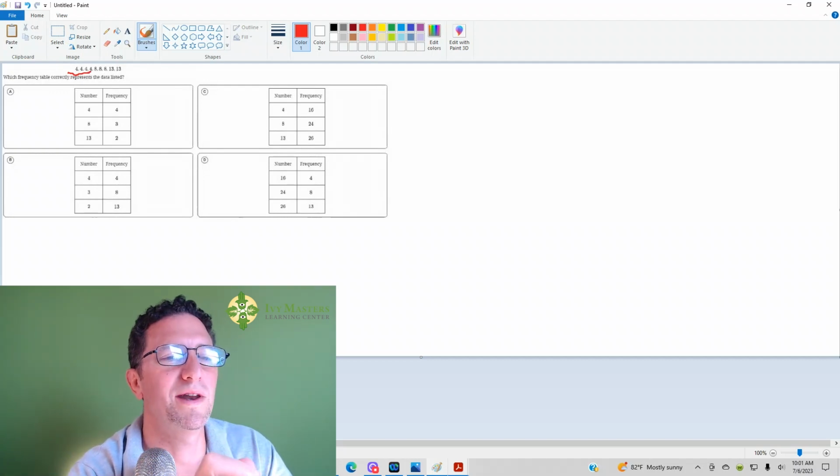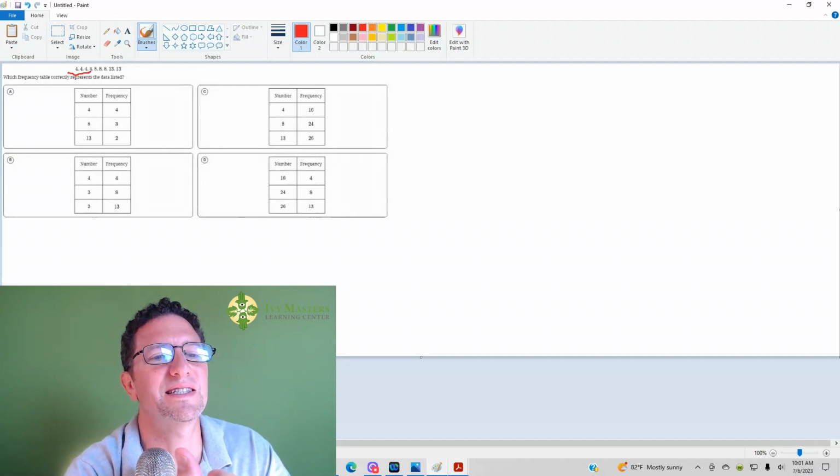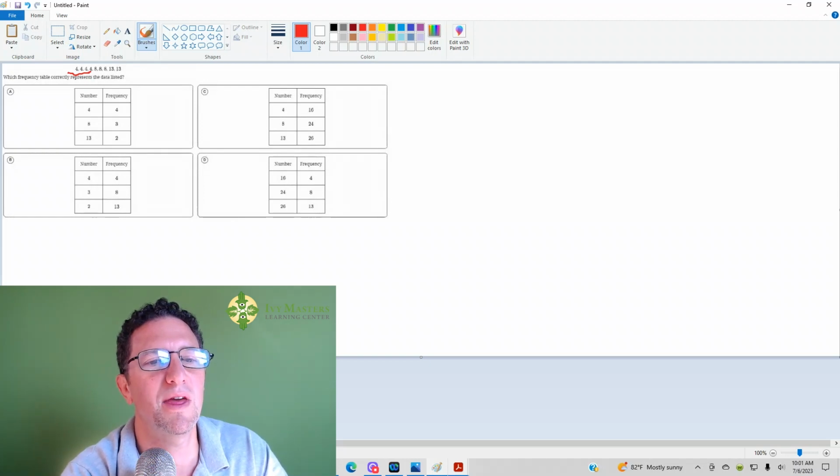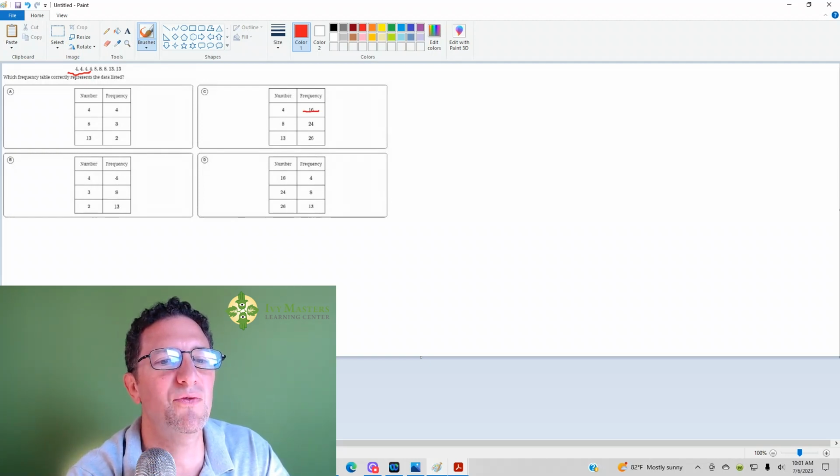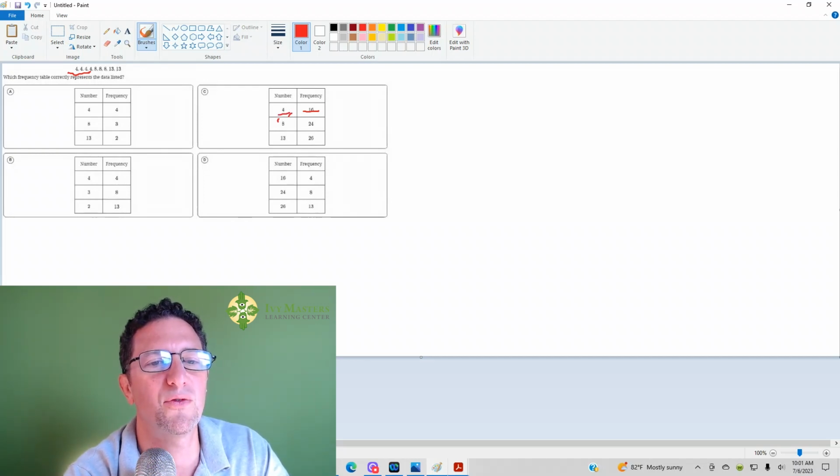So when it says frequency, that's how many of the thing you have. So in answer choice A and answer choice B, you have four fours. For answer choice C, that's telling you that you have 16 fours. The frequency, so it's like the number is four and the frequency is 16. In other words, there should be 16 fours, 16 of them.